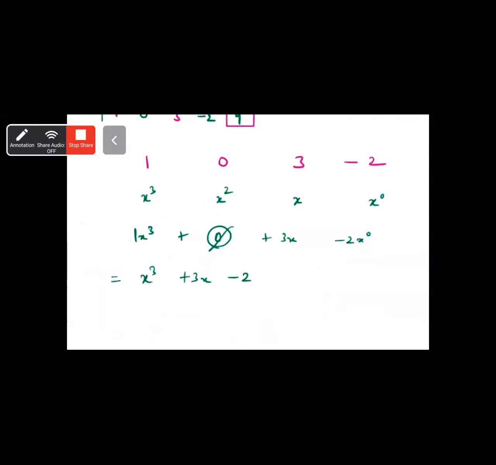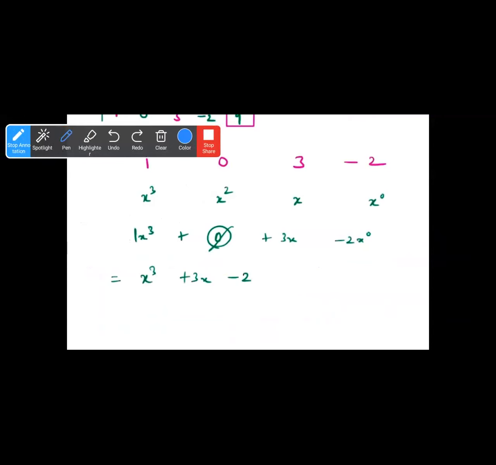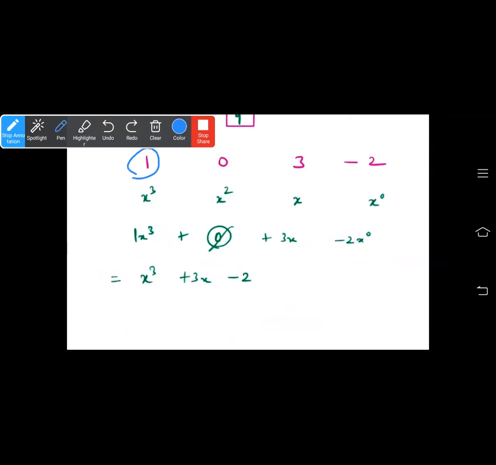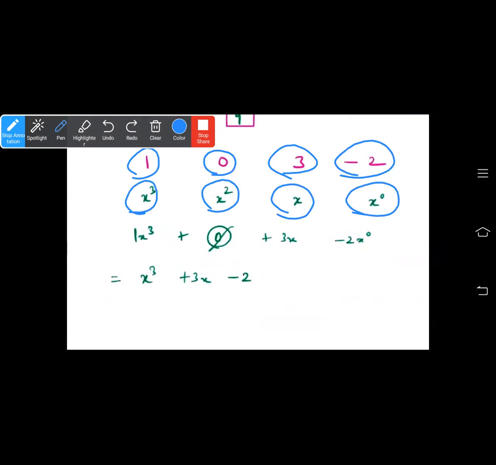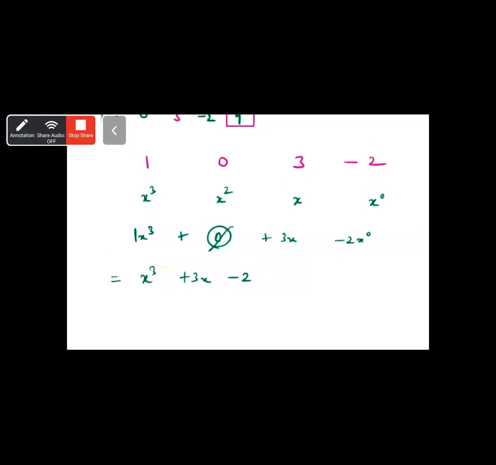1, 0, 3, minus 2 is there. With 1 you will have x cube, 0 along with x square, 3 multiplied by x, minus 2 multiplied by x raised to 0. This way you have to write in decreasing order. Then you will write over here this way. You will get this part reduced, and x raised to 0 you don't need to write. So you have to write x cube plus 3x minus 2. This one is your quotient. This is your final answer. Fine.